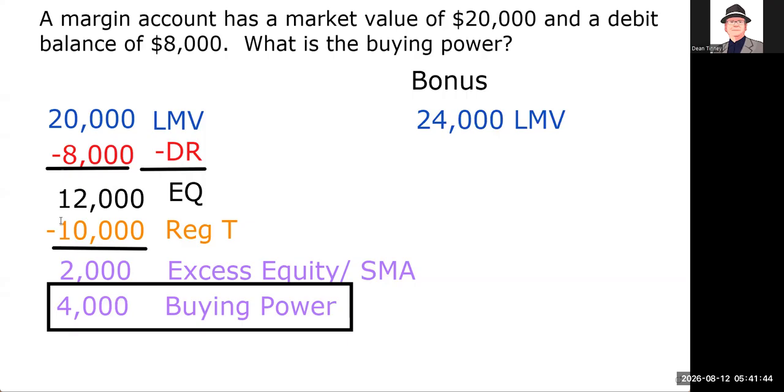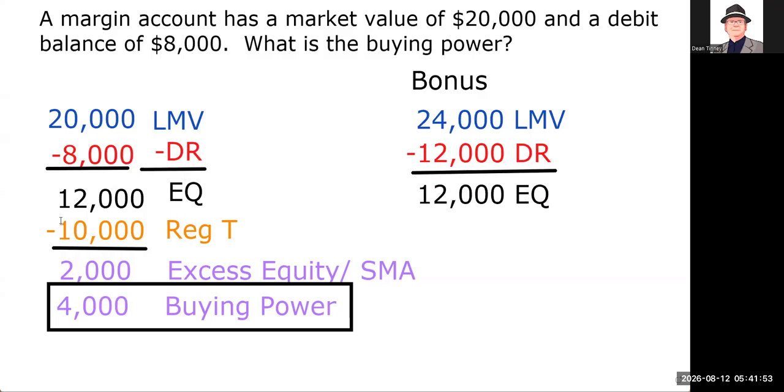So you owed us 8, but now we lent you another 4. So now you owe us $12,000. And please note, you had $12,000 in equity. You still have $12,000 in equity. It's just now it's carrying a larger loan, right?